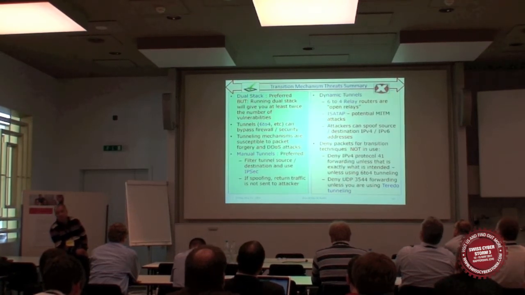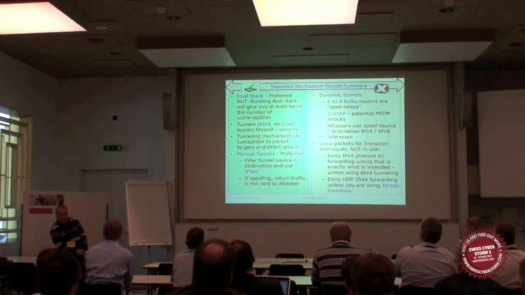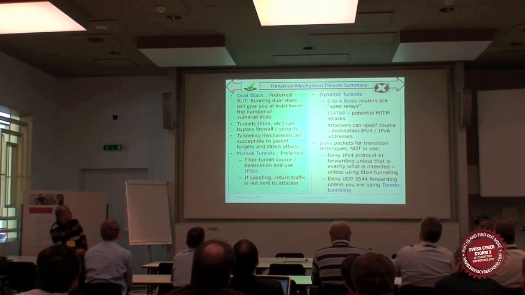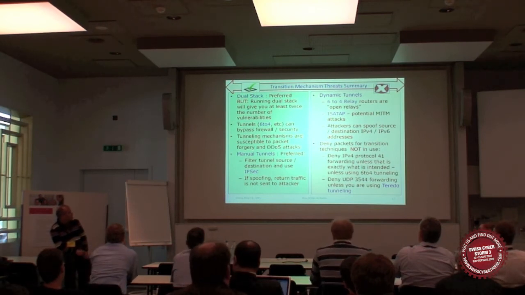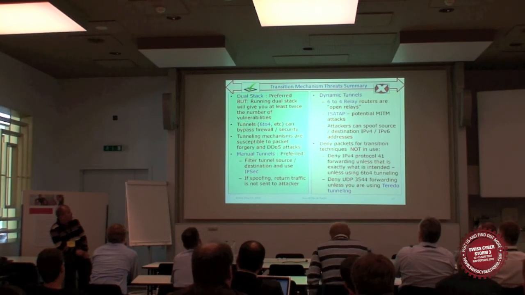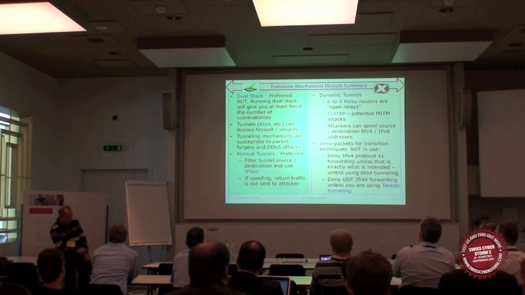So, the transition mechanism threats: this is a summary you should keep in mind if you are deploying IPv6. The dual stack is preferred, but running the dual stack will give you at least twice the number of vulnerabilities, because you have to deal with both worlds. Tunnels, for example 6to4 and others, can bypass security. Tunnel mechanisms are susceptible to packet forgery and denial of service attacks. Manual tunnels are preferred because with automatic tunnels you will be at the mercy of the automatic tunnel provider, but manual tunnels are not easy to configure.